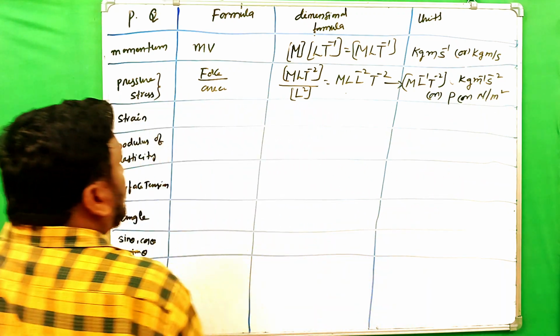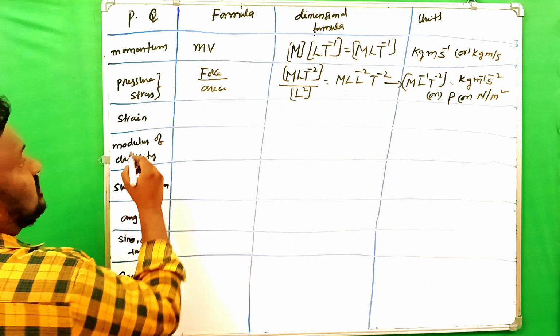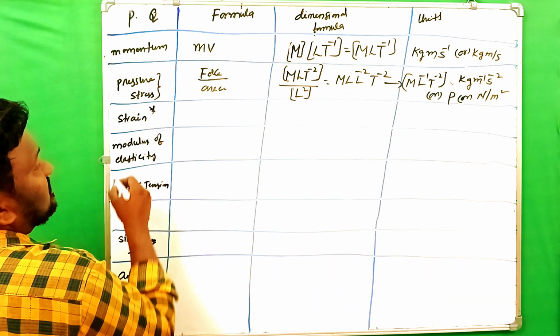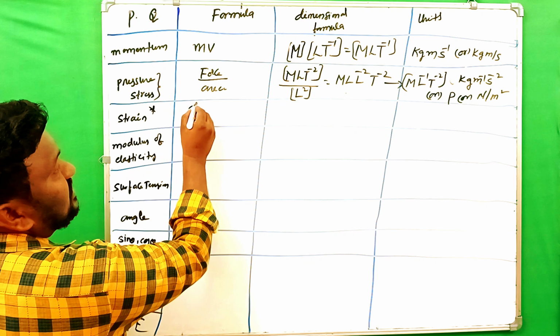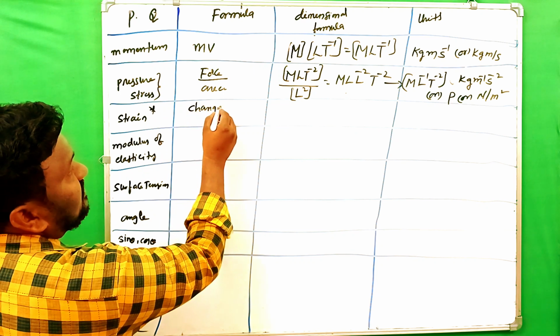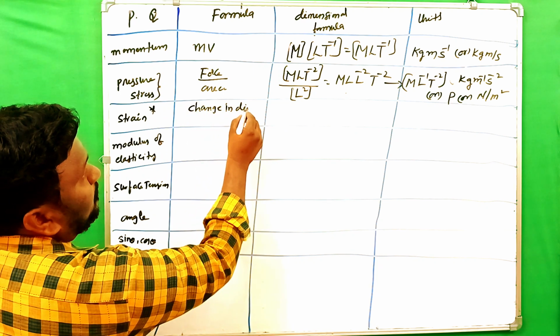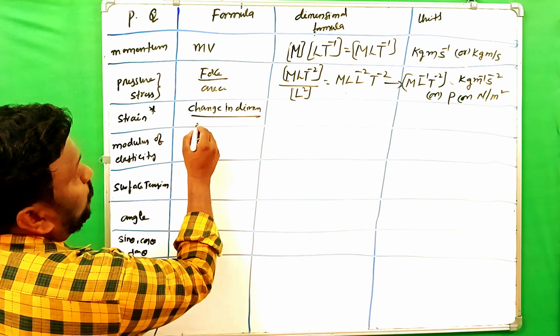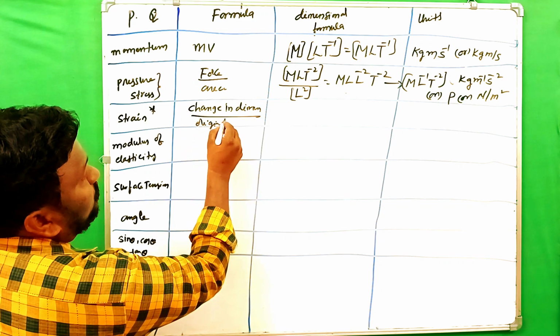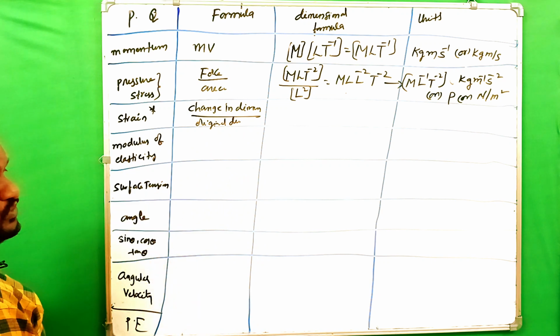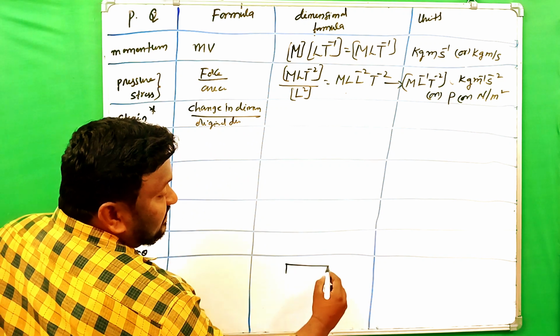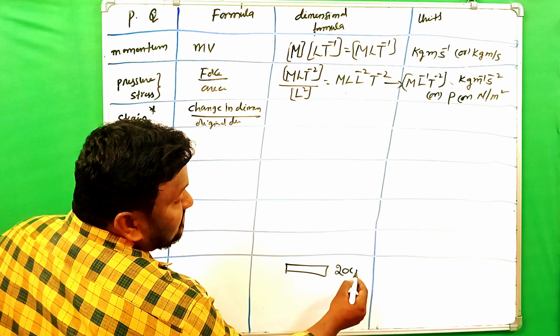Okay now, and next, strain. This is one important one. Strain is nothing but change in dimension by original dimension. For example, one rod is there that has some length, 20 centimeters.